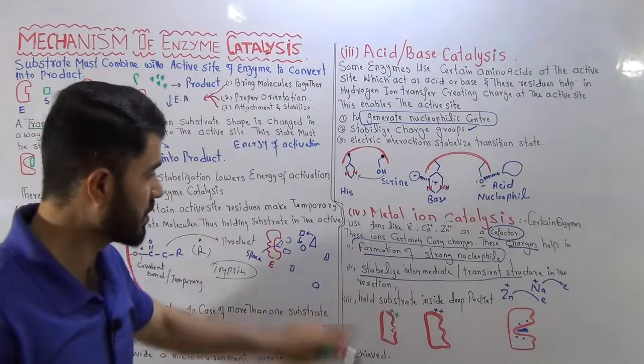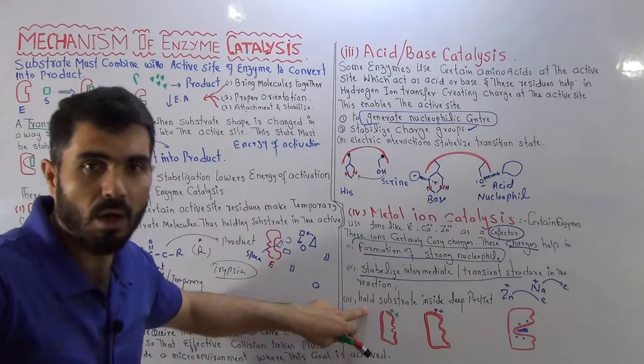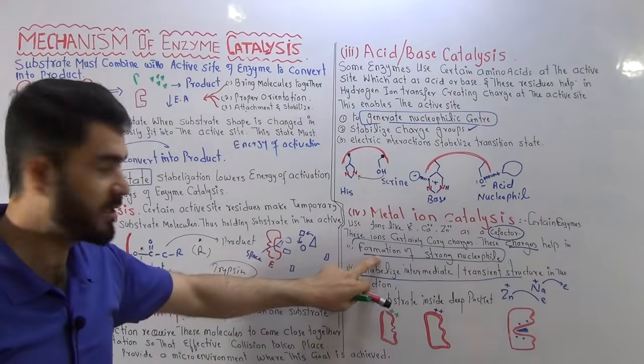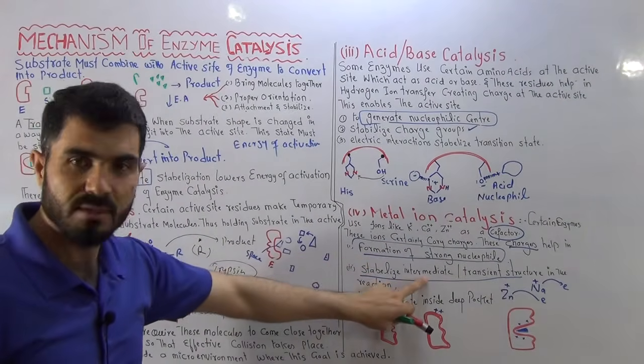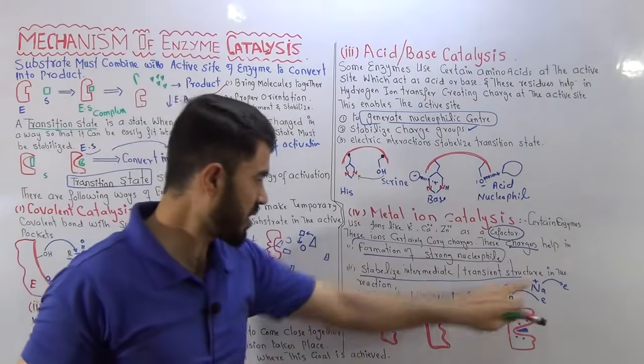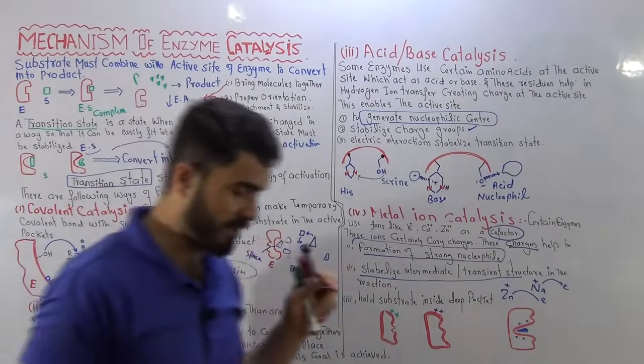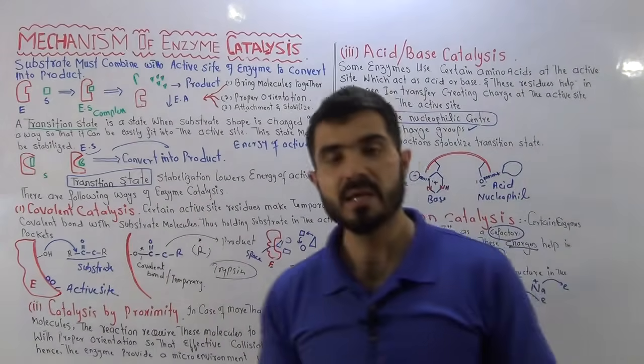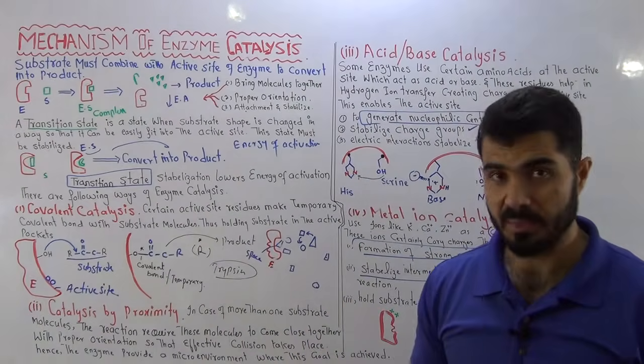So these are the three roles of the metal ions. Number one, strong nucleophile generation, stabilized intermediate or transition structure, and hold substrate inside the deep pocket. So this was our whole lecture. It was all about the mechanism of catalysis.